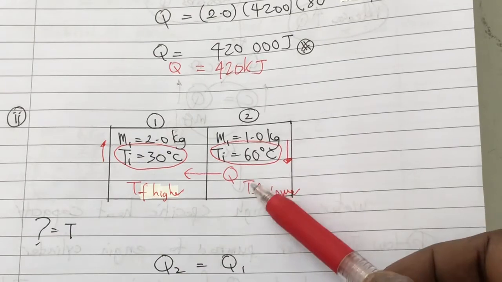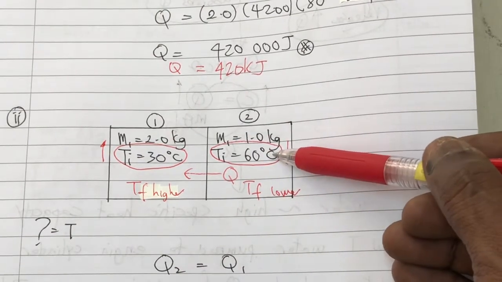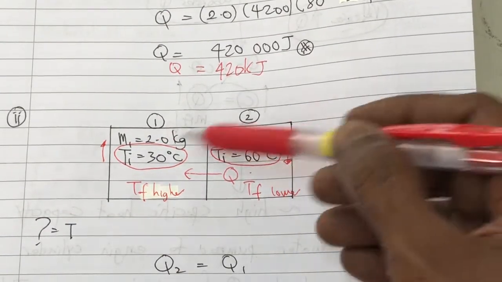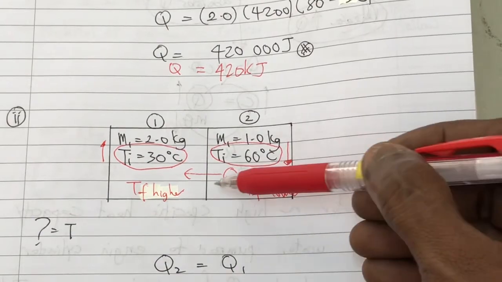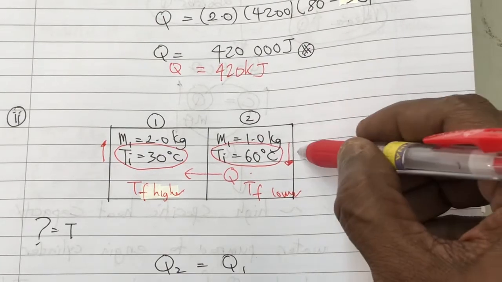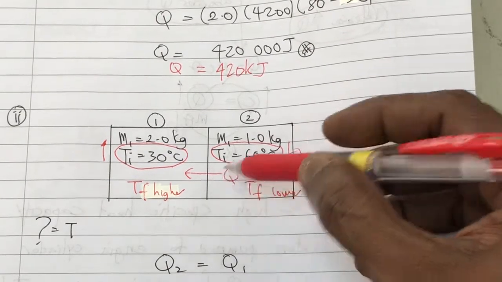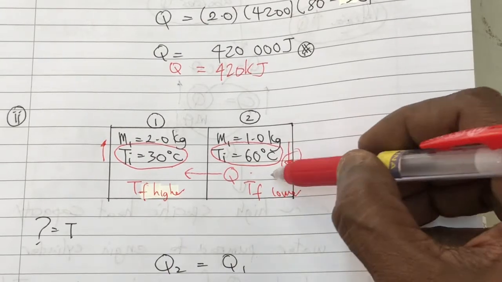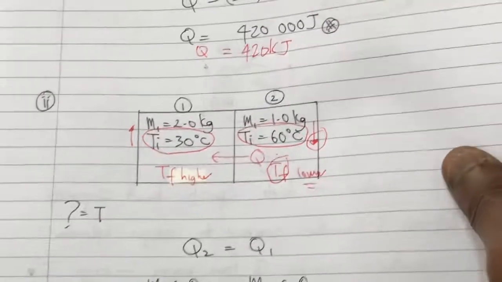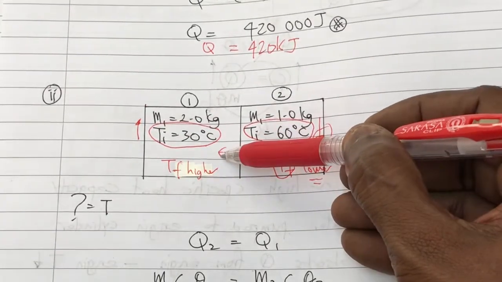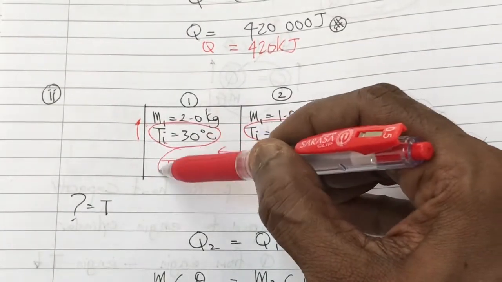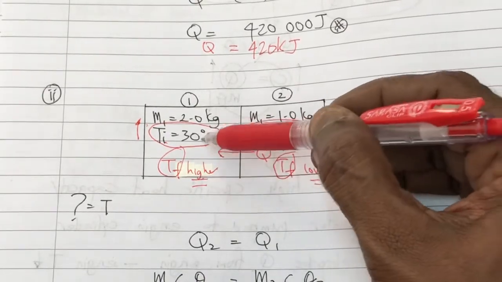Now keep in mind, the heat travels from the high temperature 60 to the low temperature 30. So heat is coming out from water 2 to water 1. If heat is coming out from water 2, this initial temperature 60 will decrease to become the final temperature, which is lower than the initial 60. And since heat is entering object 1, or water 1, this initial temperature will increase to the final temperature, which is higher than the initial 30.